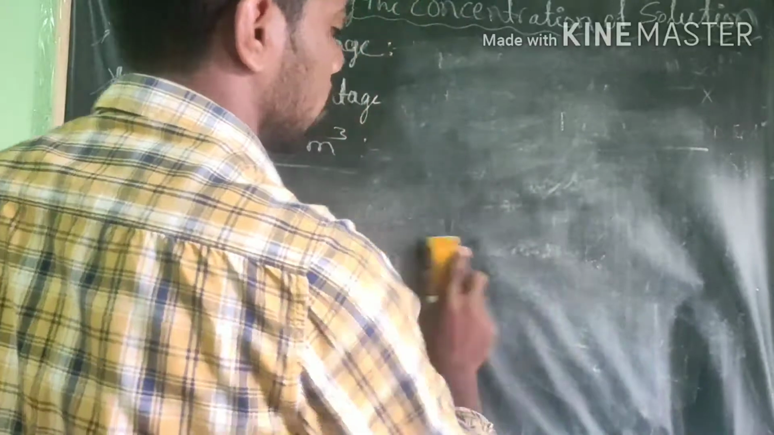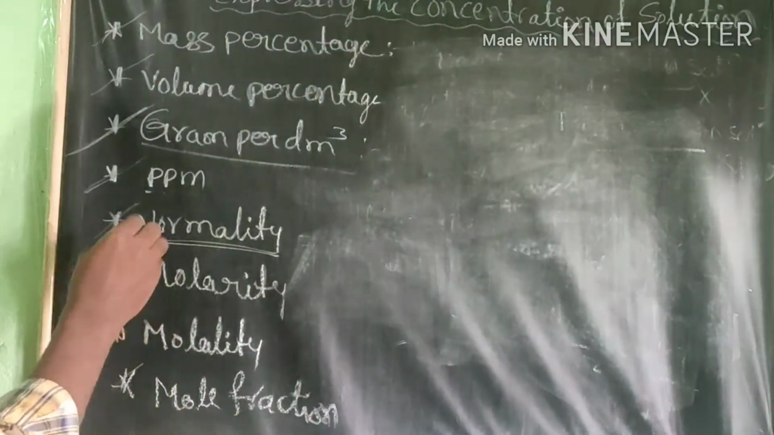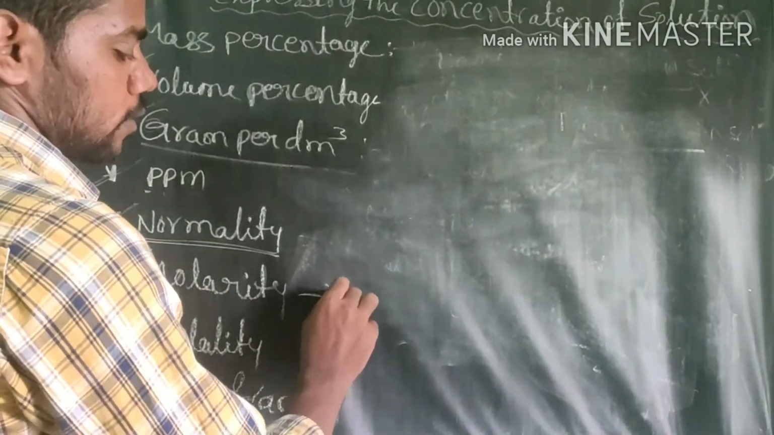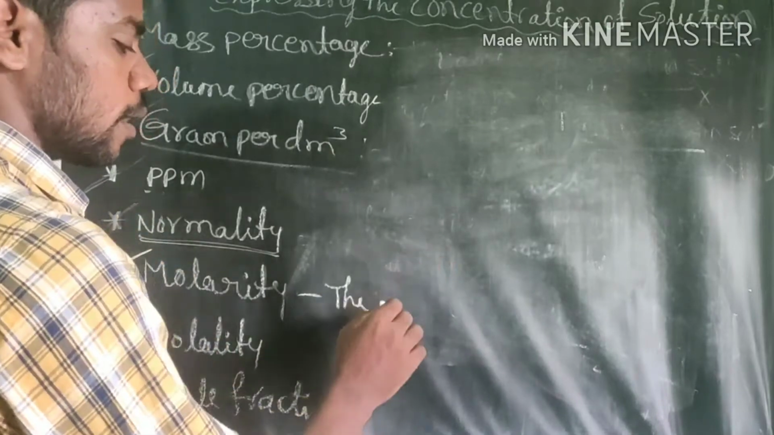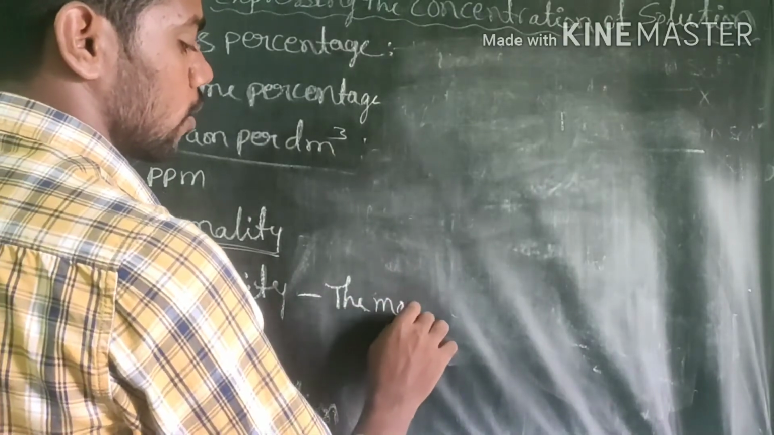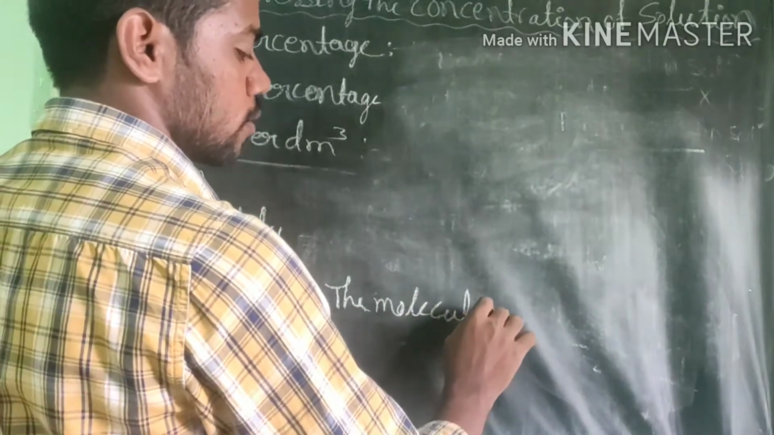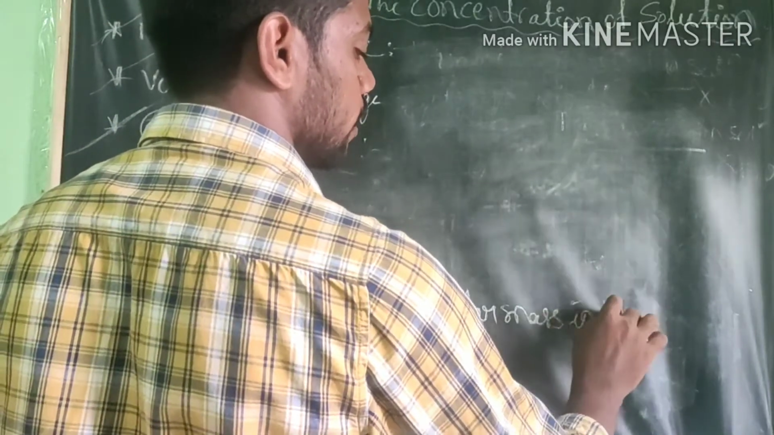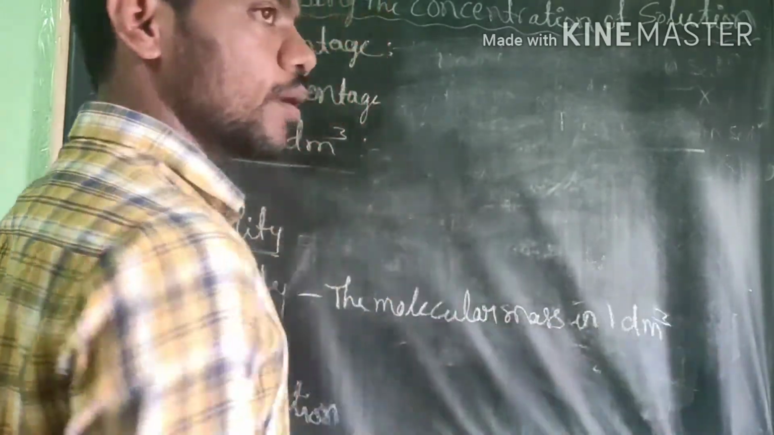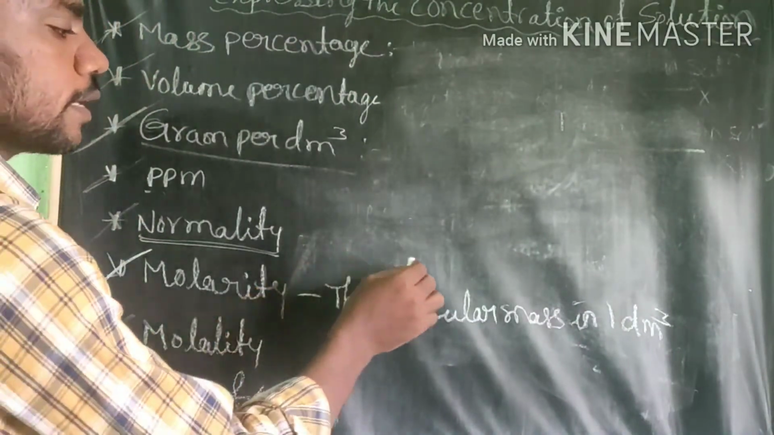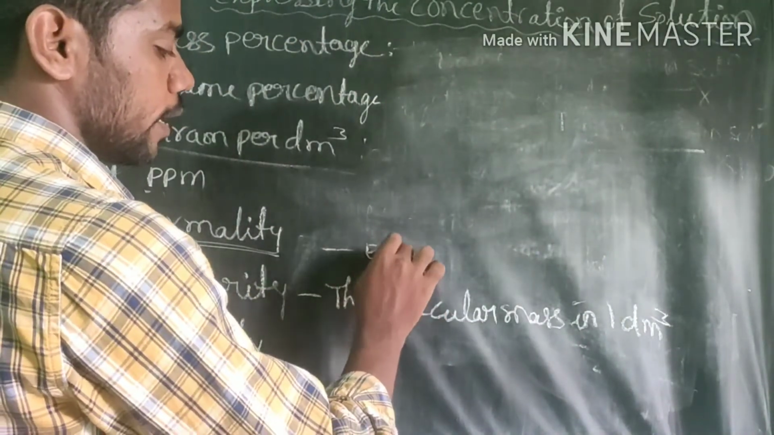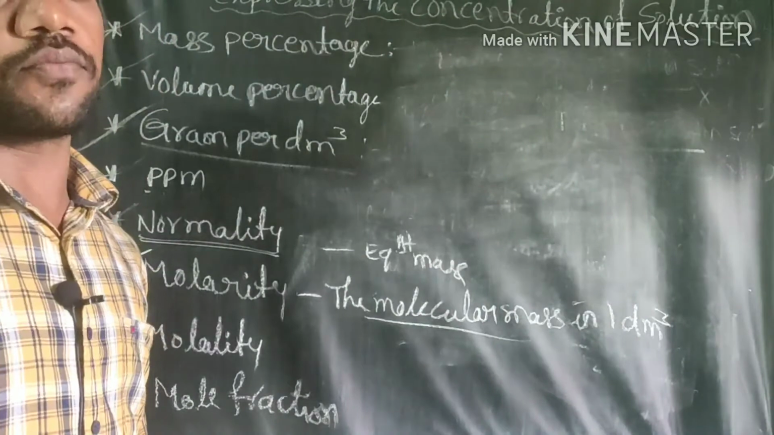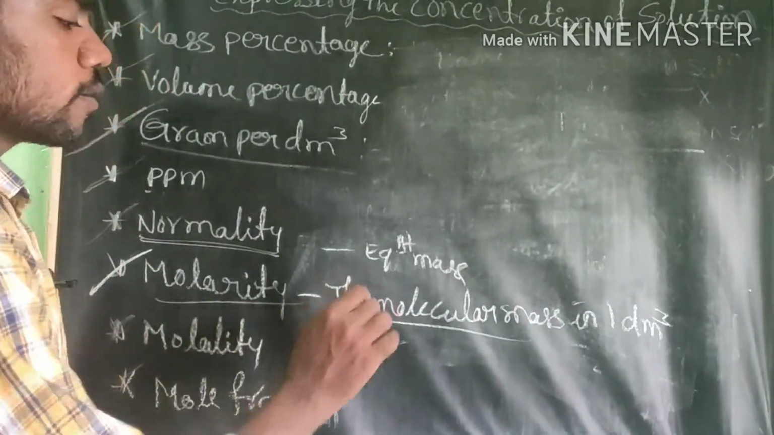Next one, after normality, we are going for the molarity. What is meant by molarity? It's very simple. Again, the gram molecular mass dissolved in 1 dm cube. The molecular mass dissolved in 1 dm cube, but here it is equivalent mass in normality, and here it is molecular mass. That is the difference. Here molecular mass dissolved in 1 dm cube.